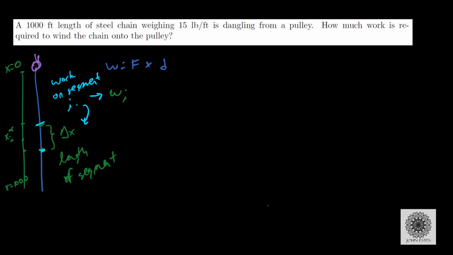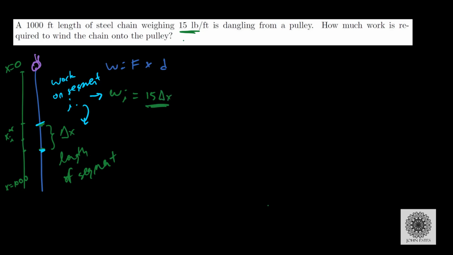So I need a force, and my force is my weight, right? Pounds is a measurement of force. And here I know that this thing is weighing 15 pounds a foot, and delta x is some unit of feet. So here I have 15 delta x as my force.